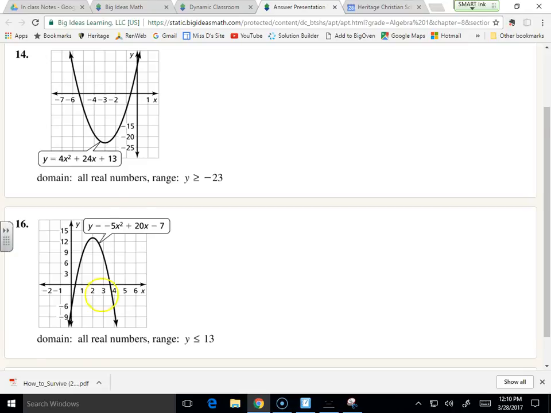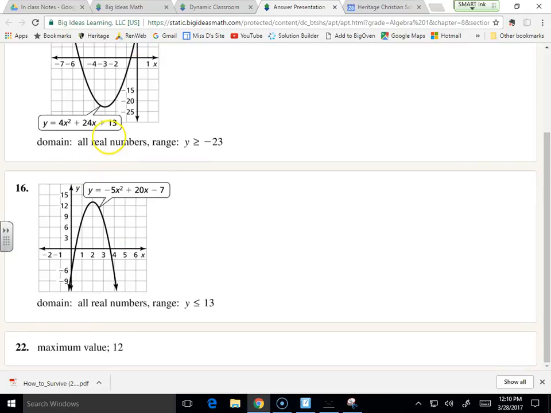Let's keep on going real quick. Number 22 was the only other even you guys had. The maximum value is 12. That is the y value of the vertex. I need number 17. 17's in the back of the book, so if you want to know, check it really but quickly, you may.